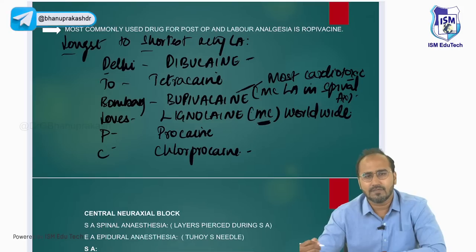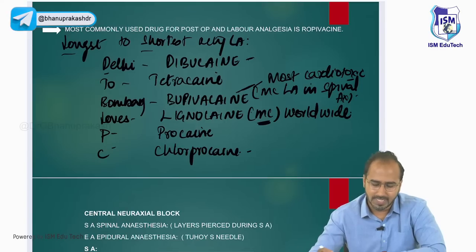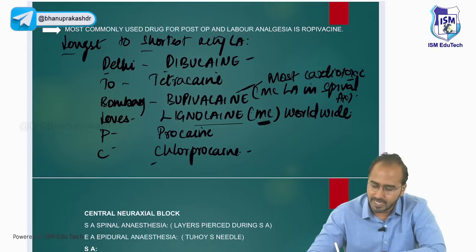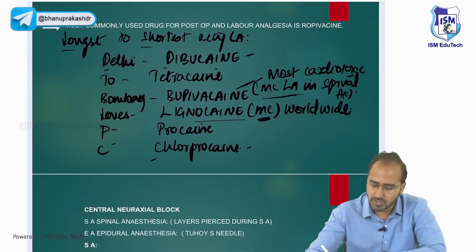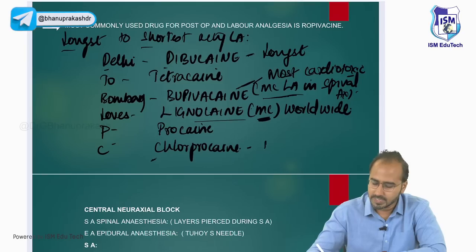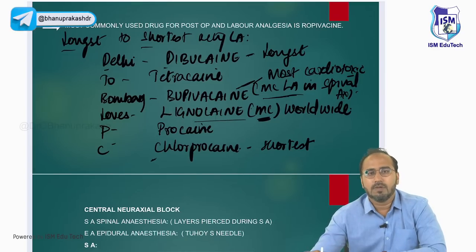So remember, guys, we are discussing the longest to shortest acting local anesthetic. The longest is dibucaine. Shortest is chlorprocaine. The most commonly used worldwide is lignocaine. Second most commonly used, bupivacaine. Remember, bupivacaine is most commonly used in spinal anesthesia. Is this thing clear, guys? Yes or no? Longest. This is the shortest. Okay? Right?